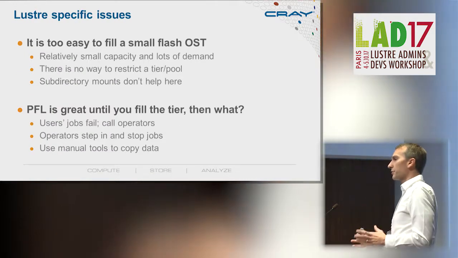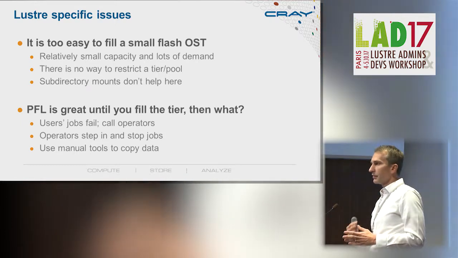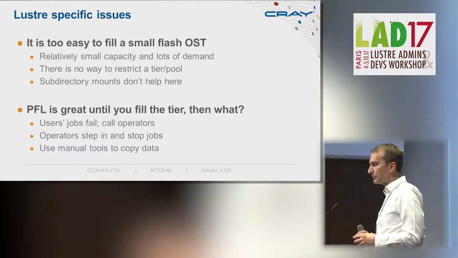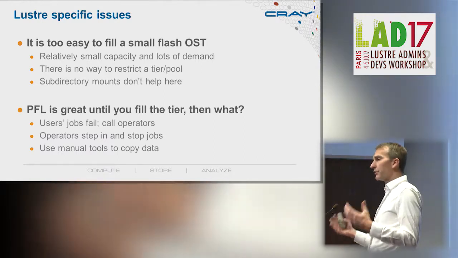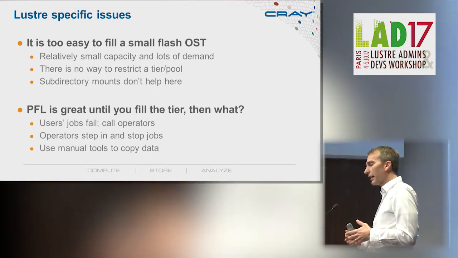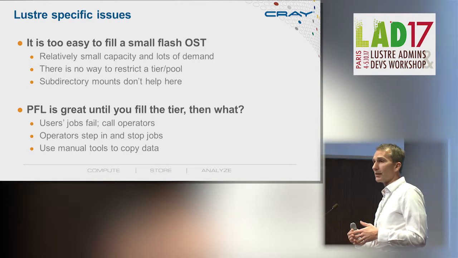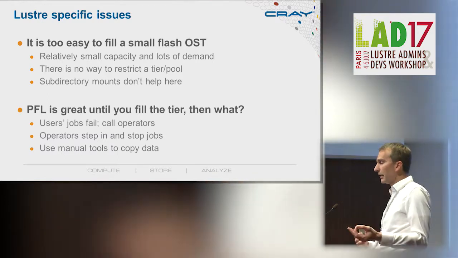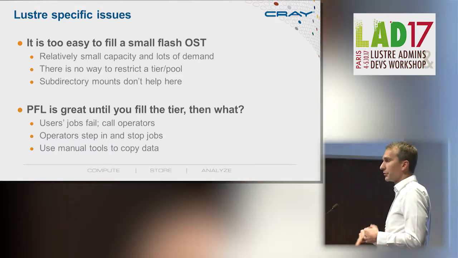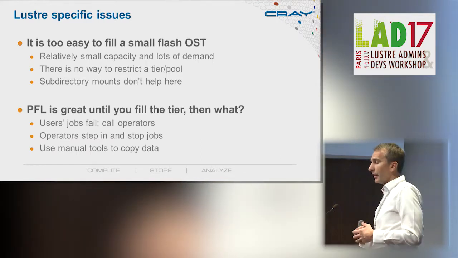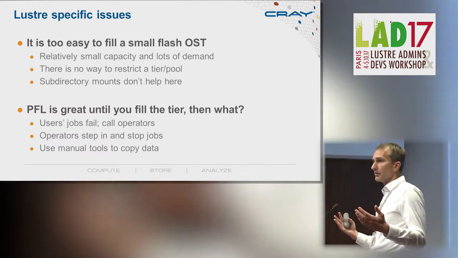But there are some Lustre-specific issues that I think we need to take a closer look at that are going to make this difficult. So when we're dealing with flash technology, again, we're going to be a little bit limited in the capacity of these devices, and there's going to be a lot of demand. There's a lot of inherent performance there, and our users are going to want to take advantage of that, right? So we've got relatively small capacity and lots of demand. There will be problems, right? We're going to fill those things up, and they're going to fill up instantly.